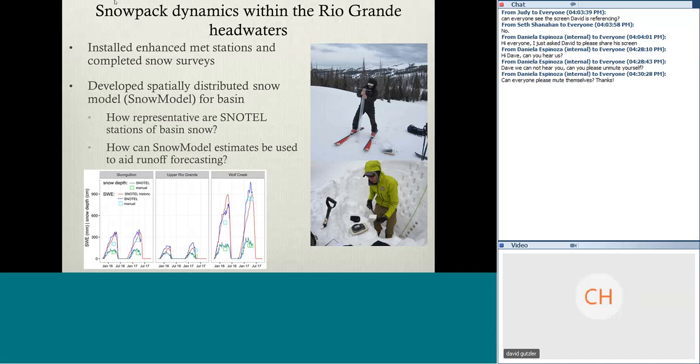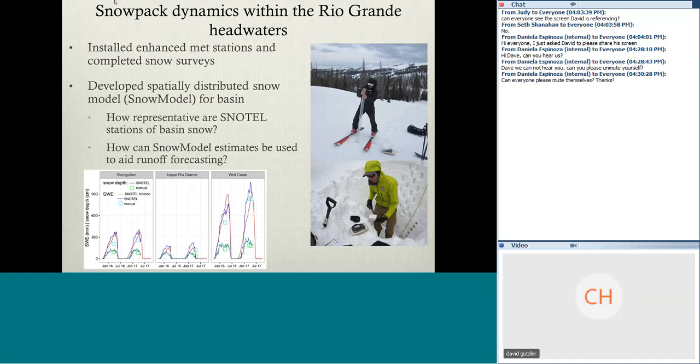More specifically, we have a few more targeted questions, such as how representative are the SNOTEL stations of basin-wide snow accumulation and snow water resources? This has been a big question for a long time. How should we be relying on these point measurements to represent snow across the entire basin area?